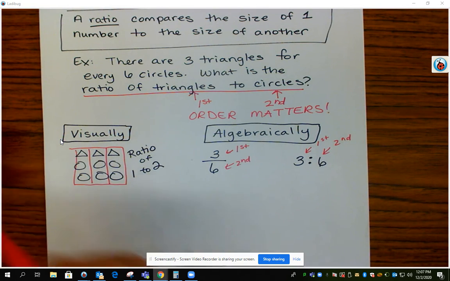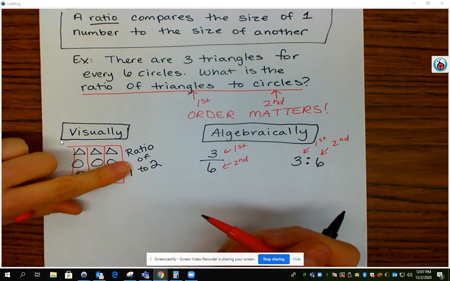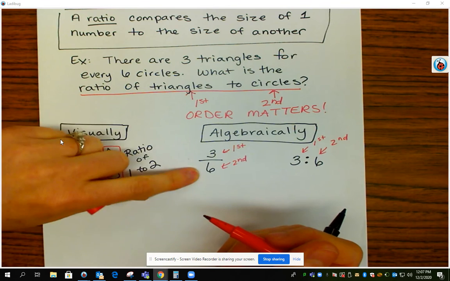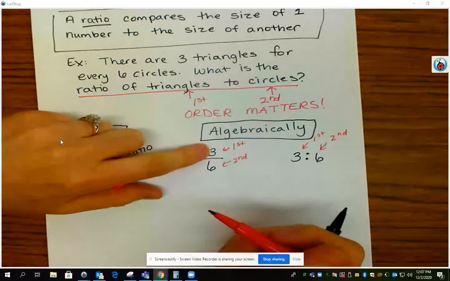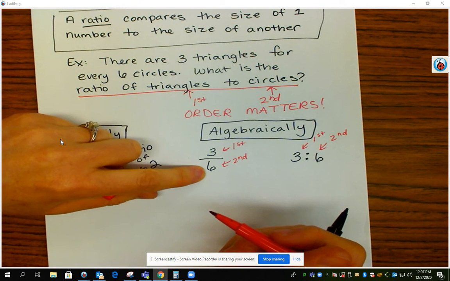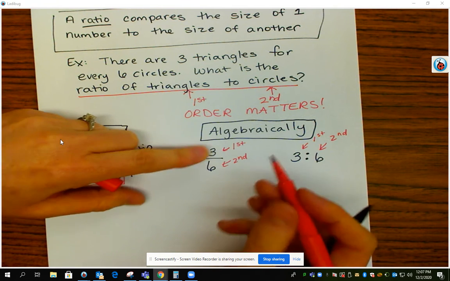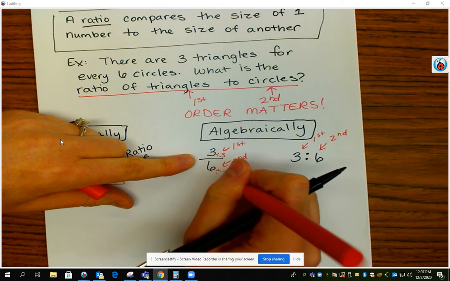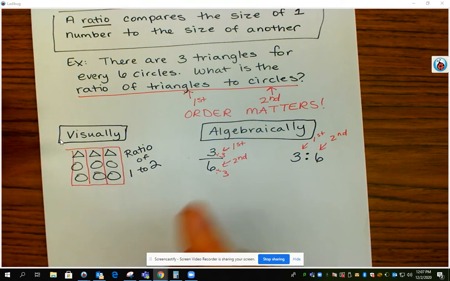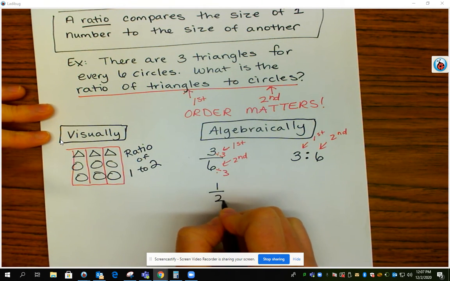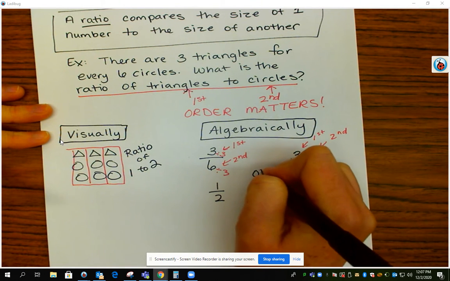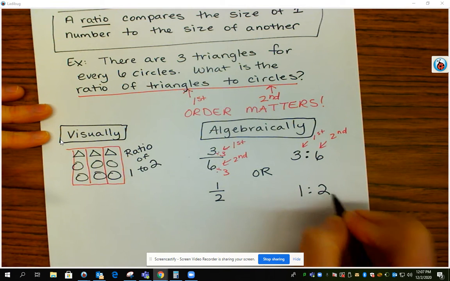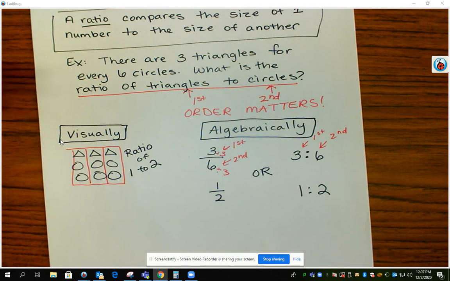Okay, and then if we were going to try to get down to this ratio of 1 to 2, when it's in fractional form, just think of simplifying. What can both these numbers be divided by? They can both be divided by 3. So if I divide that by 3 and I divide that by 3, I end up with 1 over 2. Or we could write it 1 with the 2 dots, 2. So the ratio is 1 to 2.